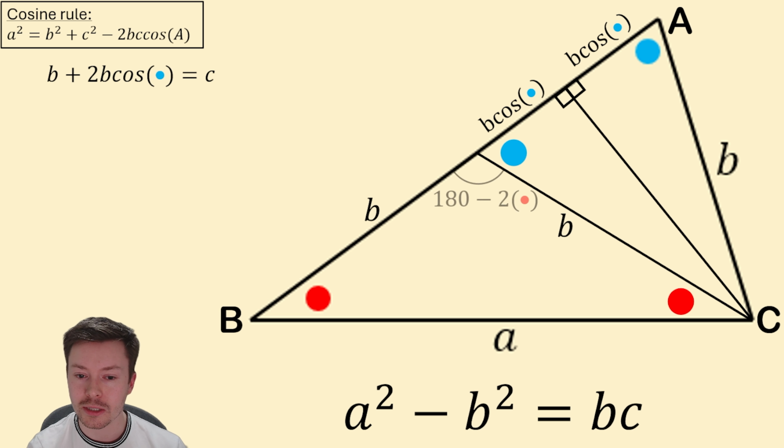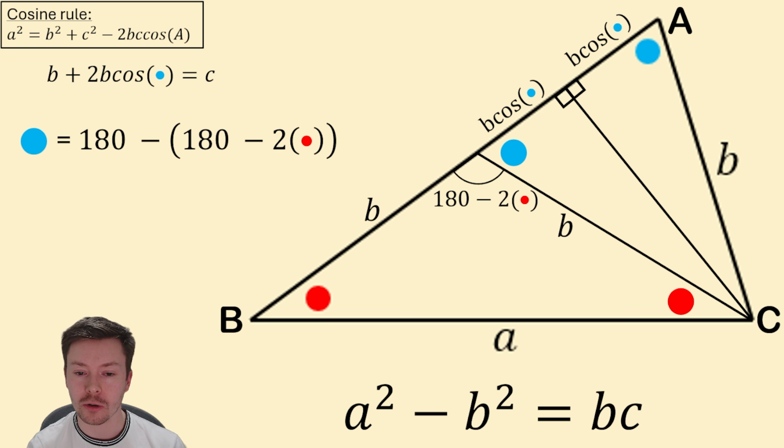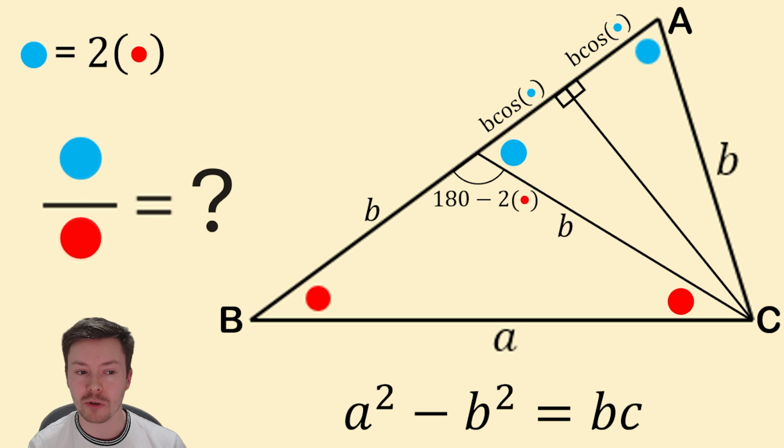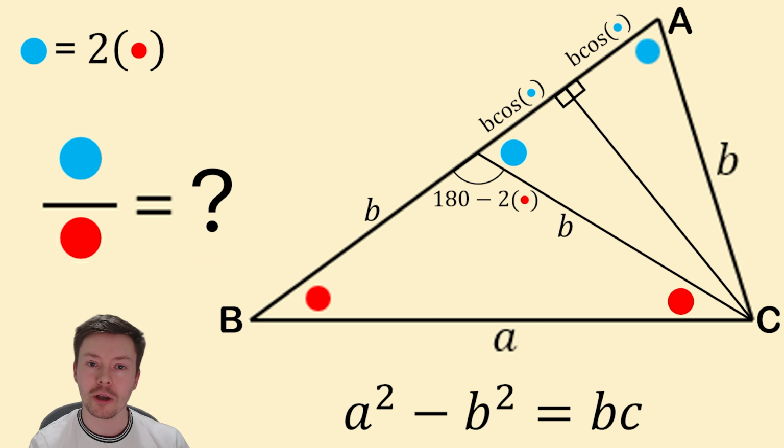What that then means is that this angle is 180 minus 2 of the red angles, and so that means the blue angle is equal to 180, because angles on a straight line add to 180, minus that angle we've just worked out, 180 minus 2 of the red angles, which gives you that a blue angle is equal to 2 of the red angles. Okay, you subtract the 180s, you subtract minus 2 of your red angle, gives you positive 2 of your red angle.